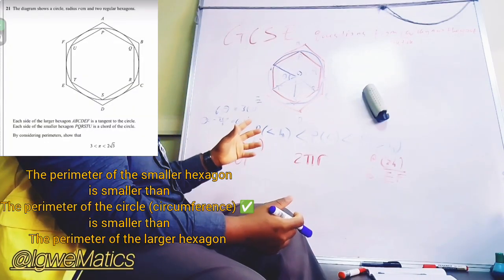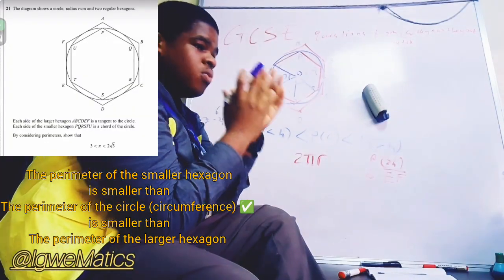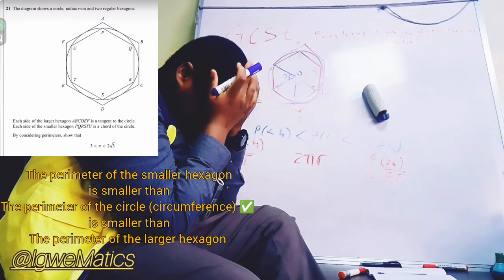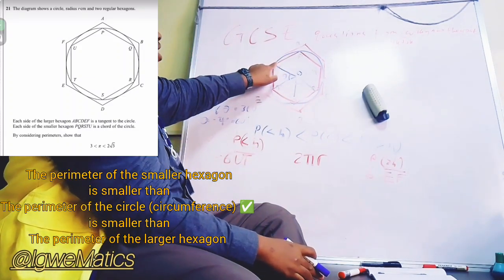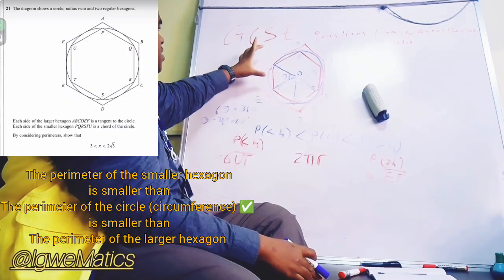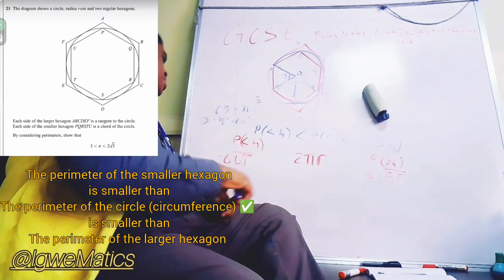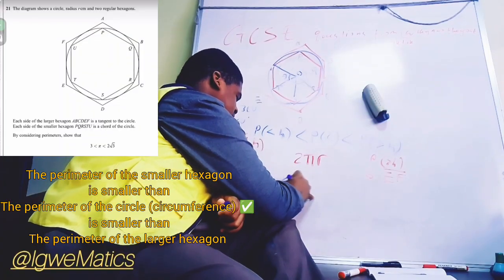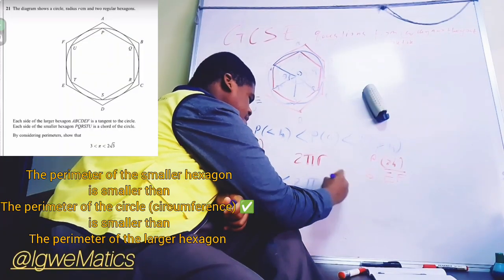So for an equilateral triangle, we know that the length of one side will be the same as the length of all sides. So if this is radius r, then the length TU would also be r. So we have here 6r is less than 2 pi r.